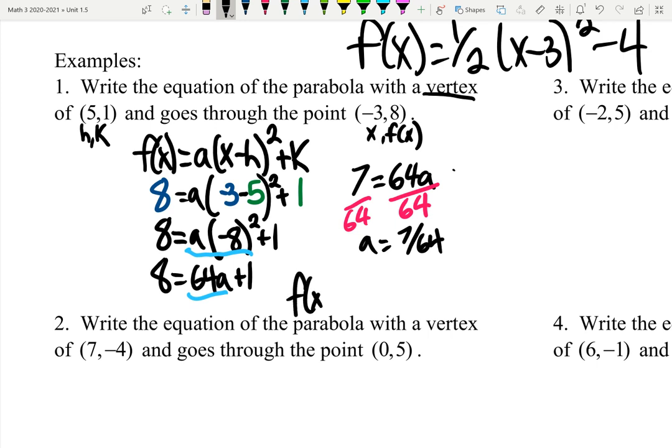And the final equation for this one is going to be 7/64 times (x minus 5) squared plus 1. Notice how I leave the x and the y out of it when I'm writing my final answer.